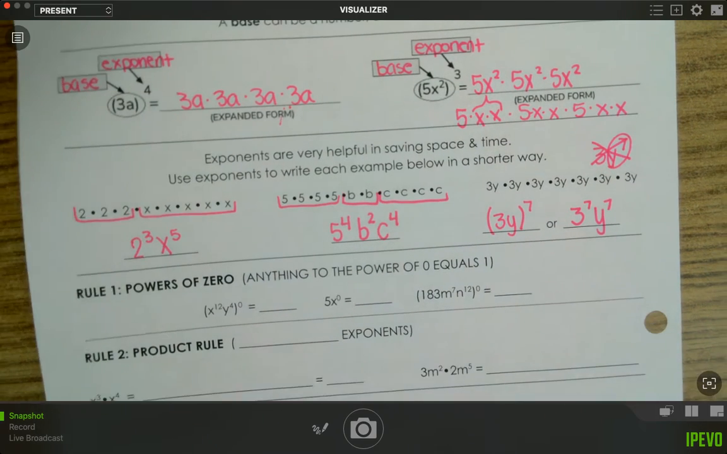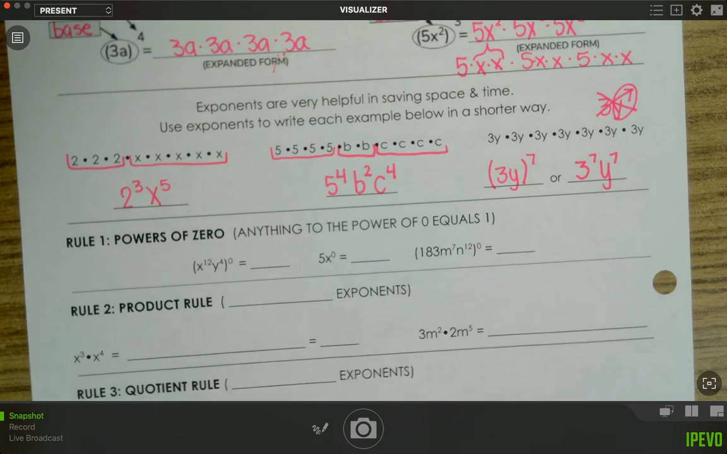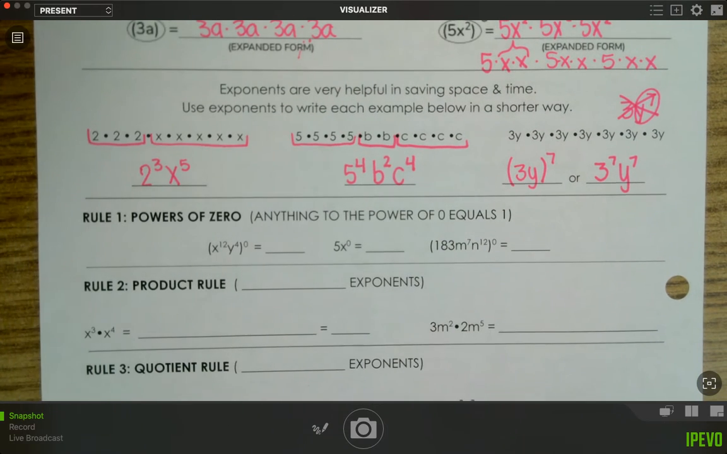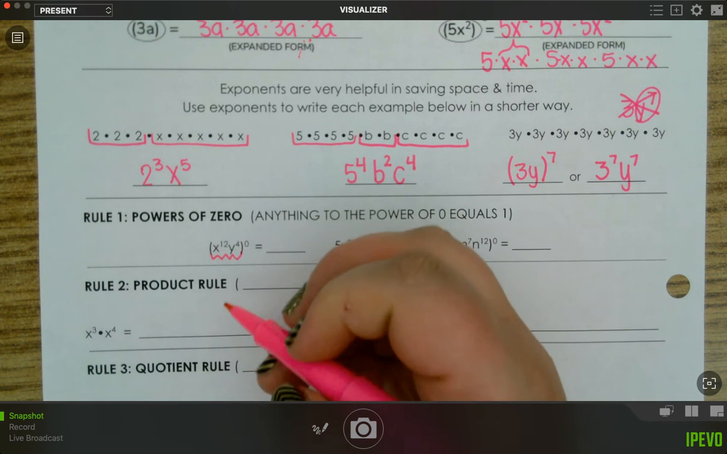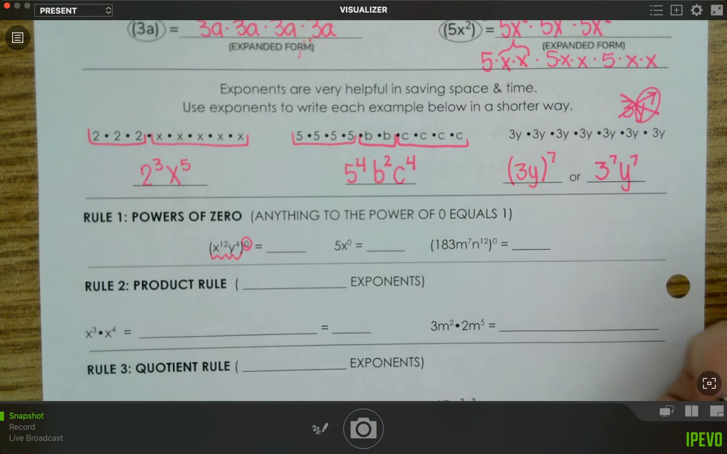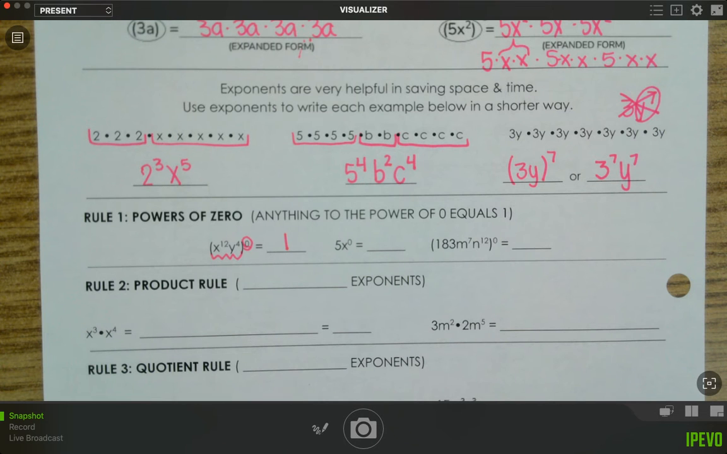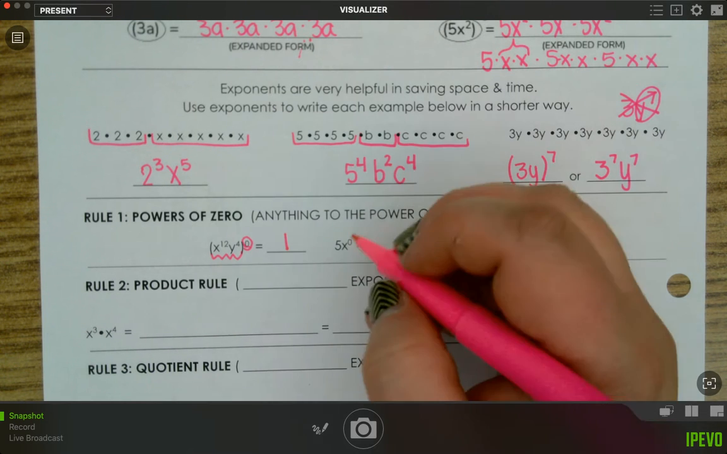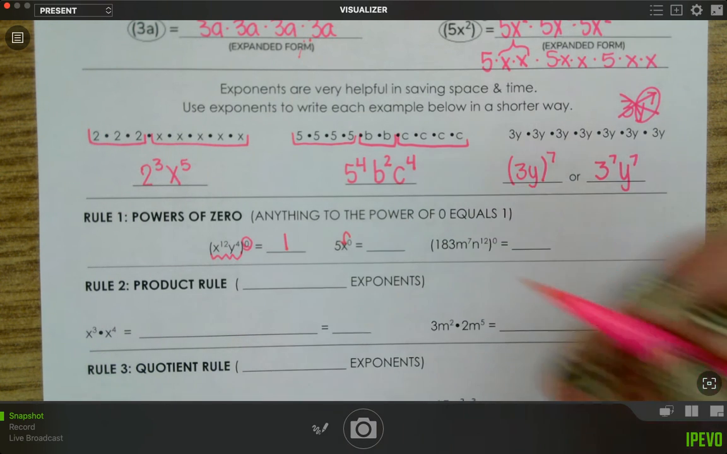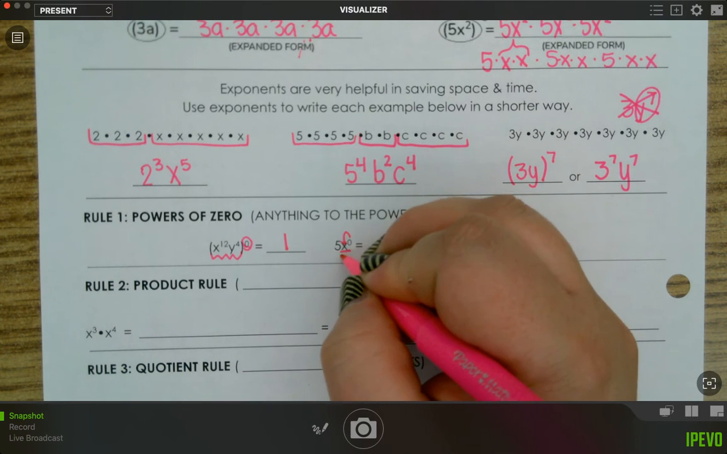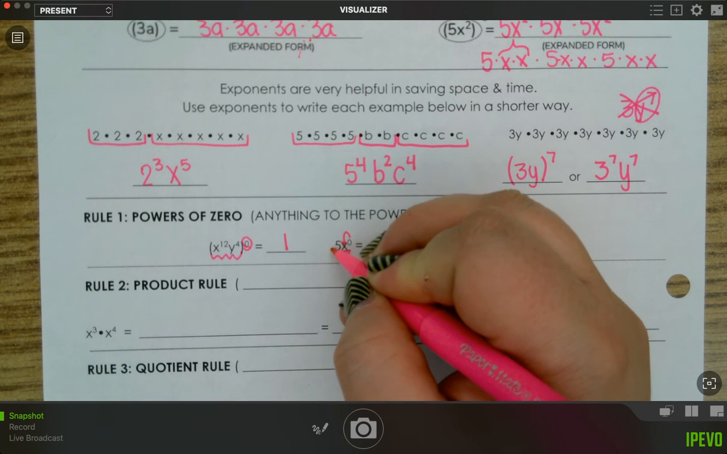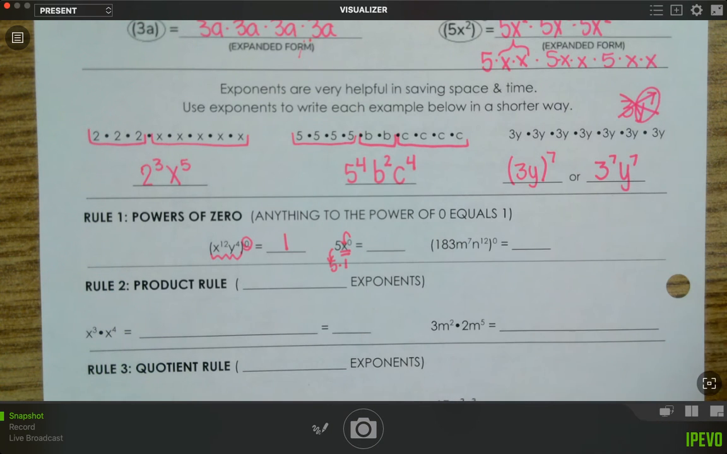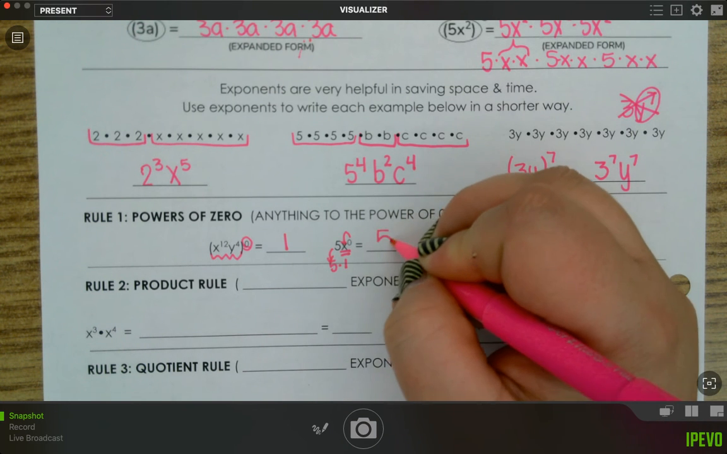The first rule is powers of 0. So anything to the power of 0 equals 1. So it doesn't matter what all is going on in here. As long as it's being taken to the power of 0 on the outside, it equals 1. Now, just be a little careful because sometimes you'll get a tricky problem where this 0 only applies to the x. So this part equals 1, but this 5 doesn't because it doesn't have an exponent of 0. Only the x does. So really, this should be 5 times 1, or 5.